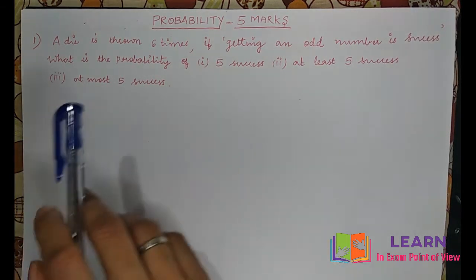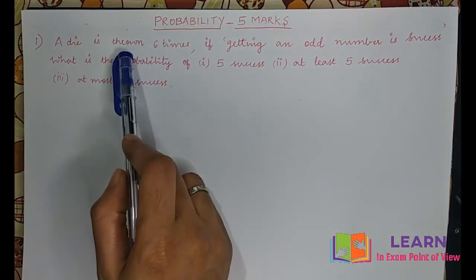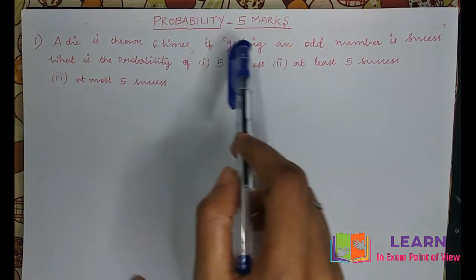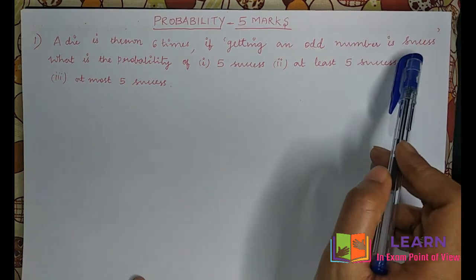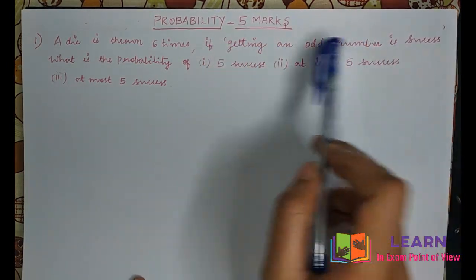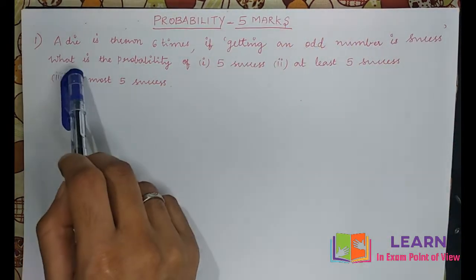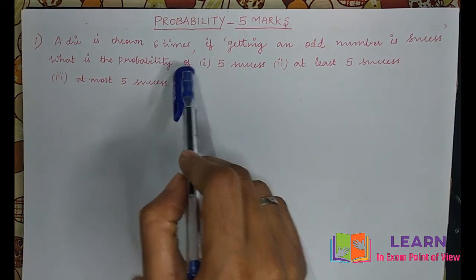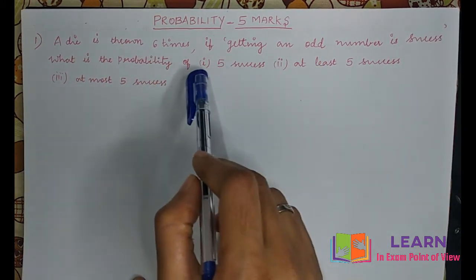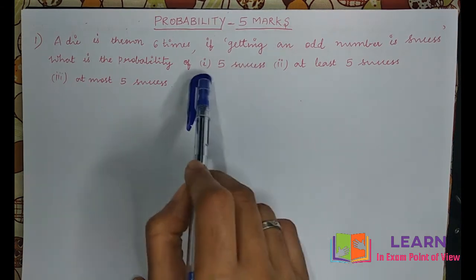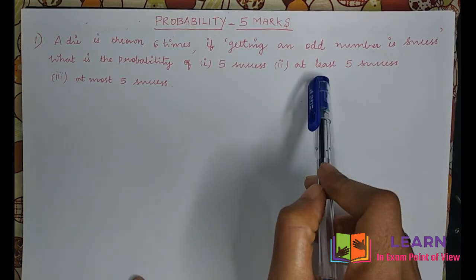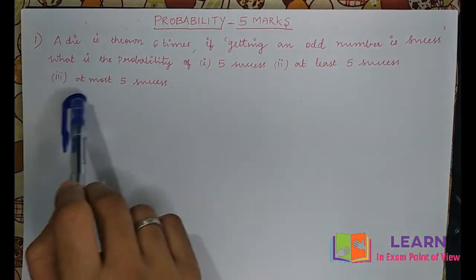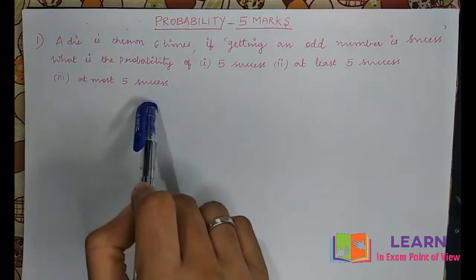So the first question is, a die is thrown 6 times. If getting an odd number is success, what is the probability of it? It is given as 3 sections. First we have to find 5 successes, then at least 5 successes, and last at most 5 successes.